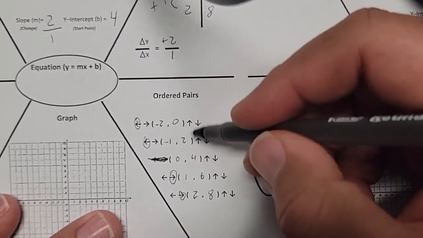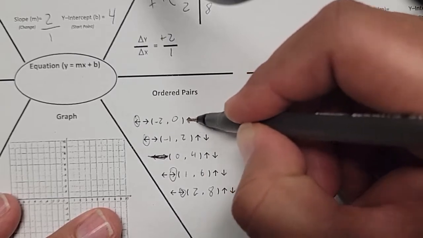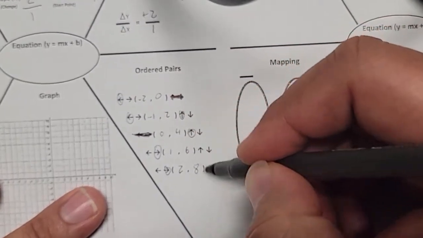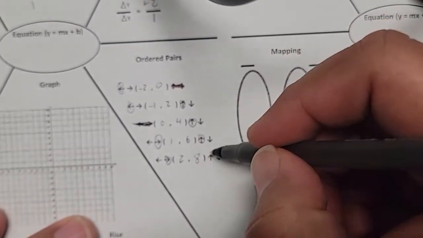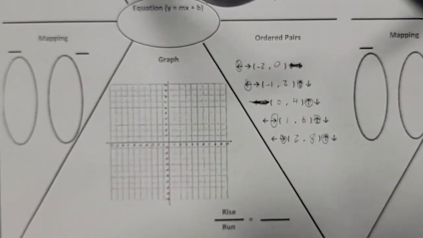On the y side, we go up and down if it's positive or negative, but there's a 0, so 0 means don't move it, scratch it out. 2 is you go up. 4, you go up, because these are positive numbers. It's a +6, it goes up. 8, it goes up. So this is going to help me graph on this graph paper right here.